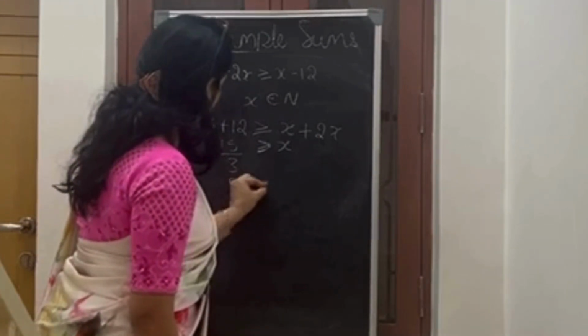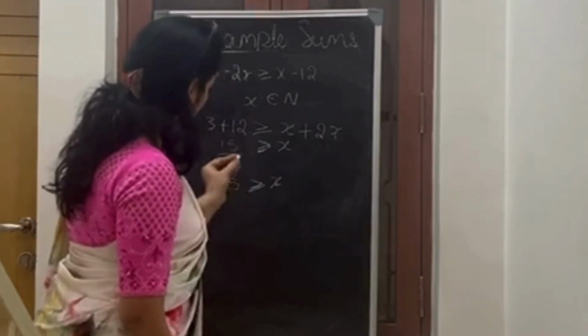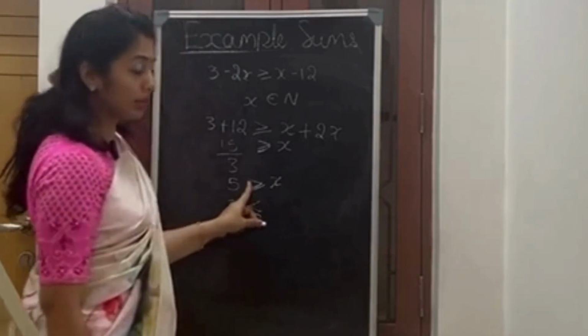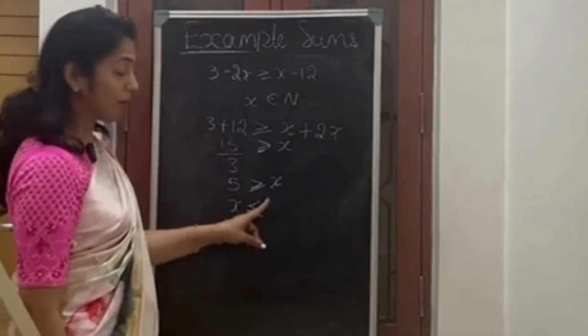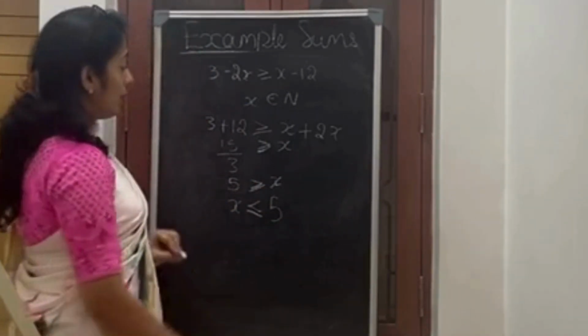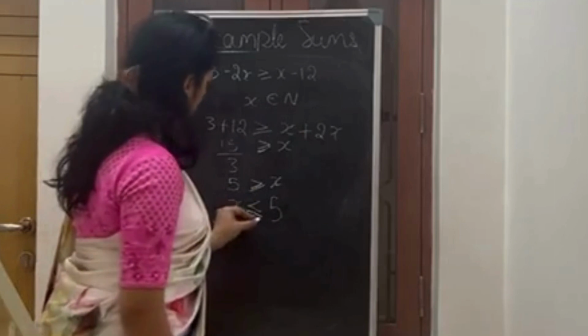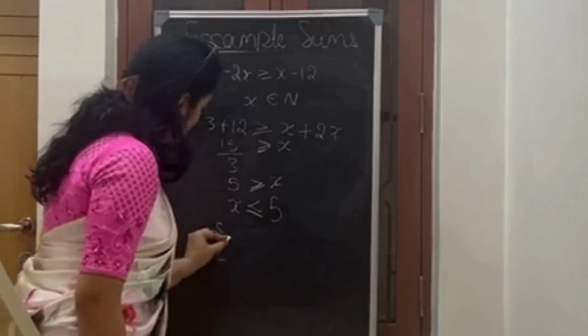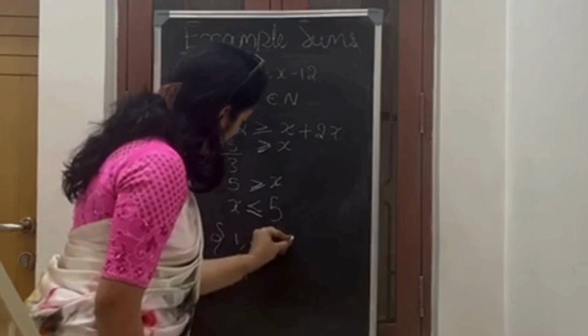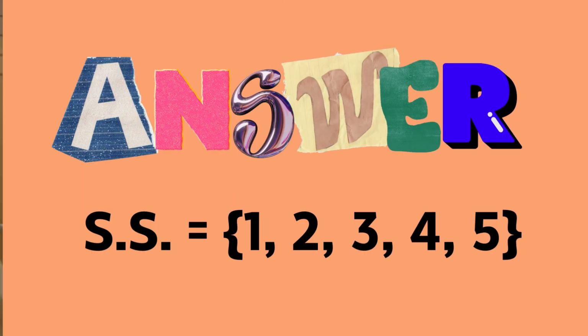So 5 is greater than or equal to x, or I can say x is less than. What I did, this was greater sign, I made it less sign. x is less than or equal to 5. Now x belongs to natural numbers. So what is the answer? The solution set is 1, 2, 3, 4 and 5.